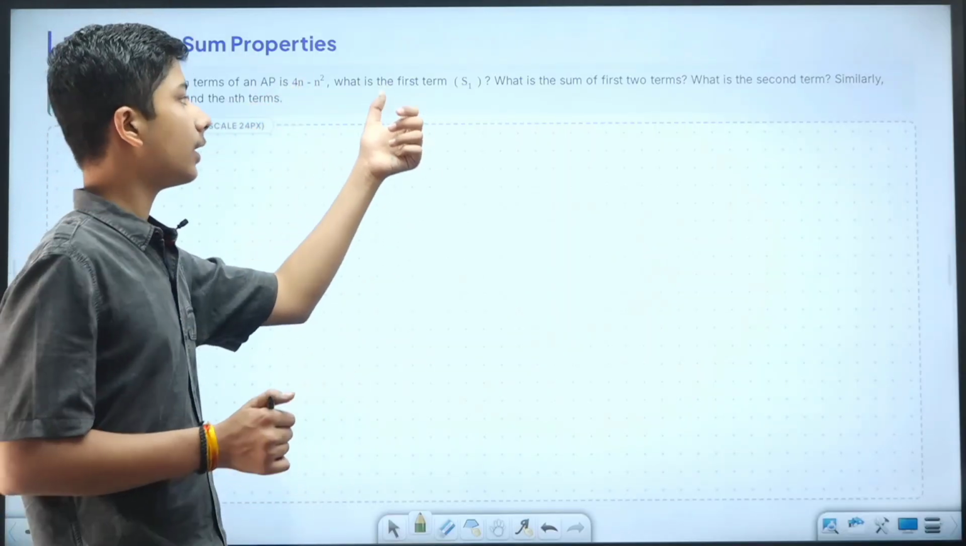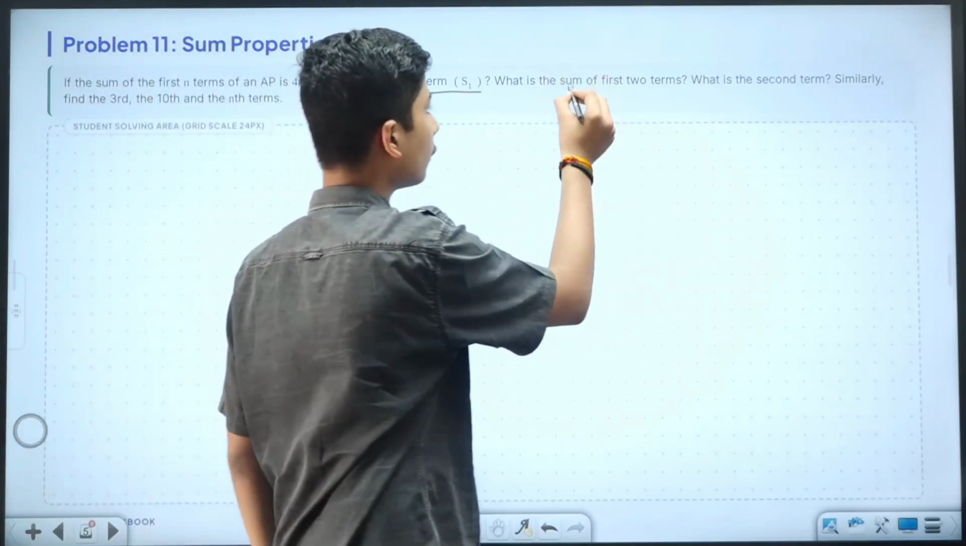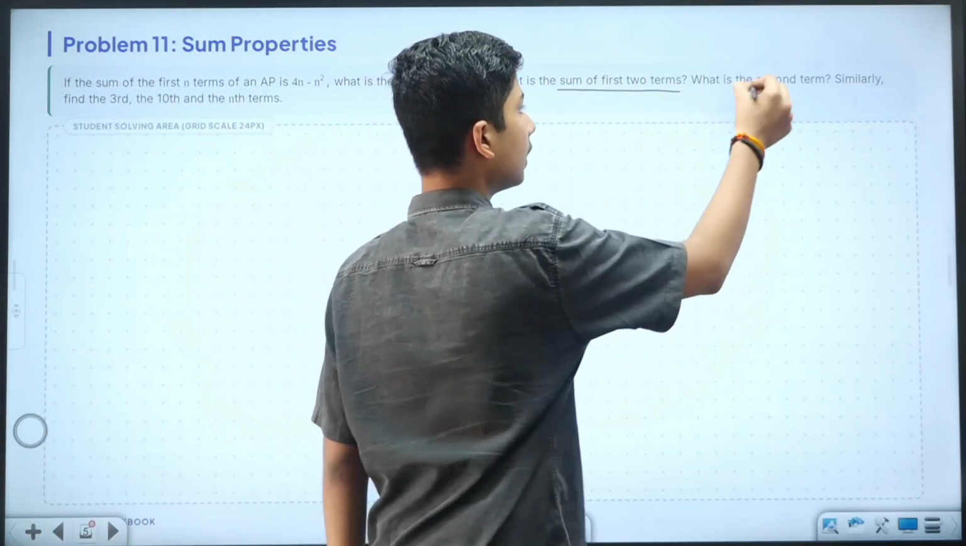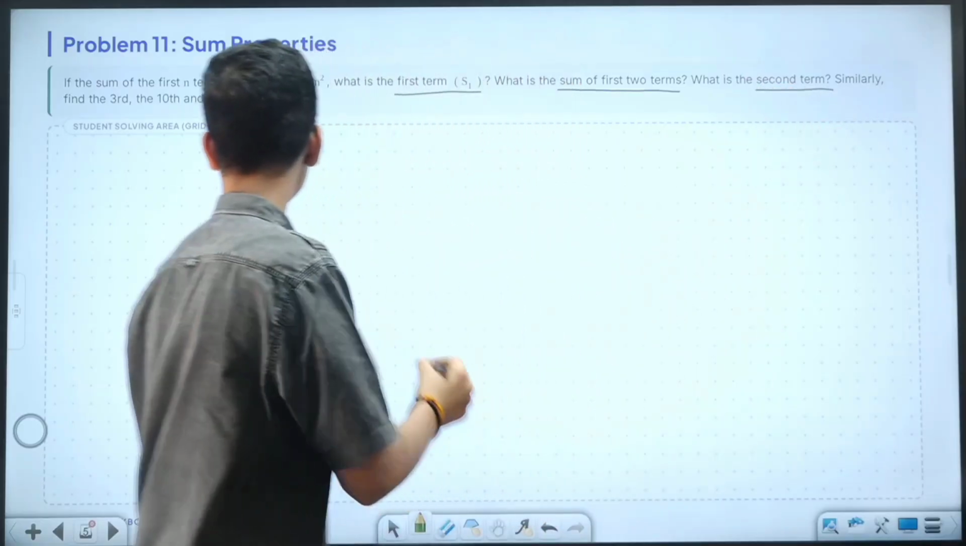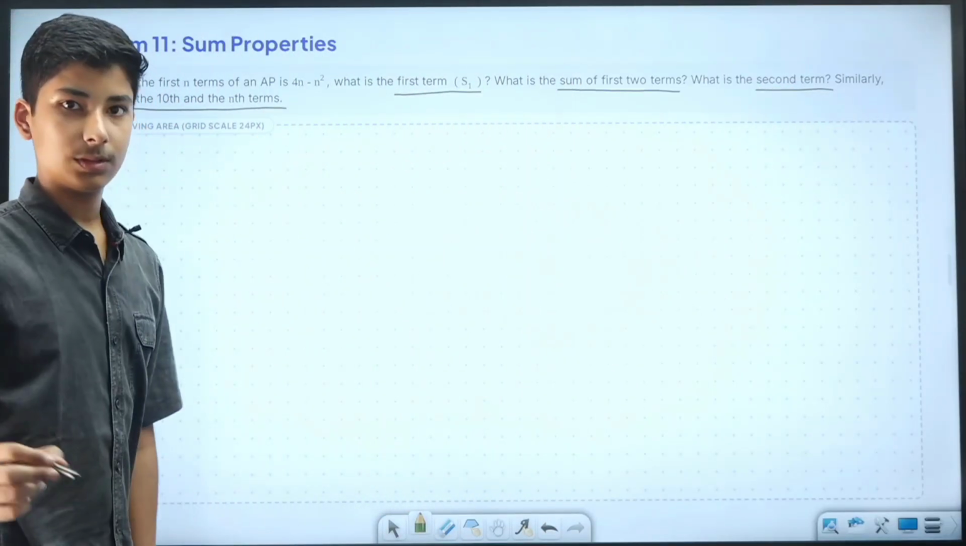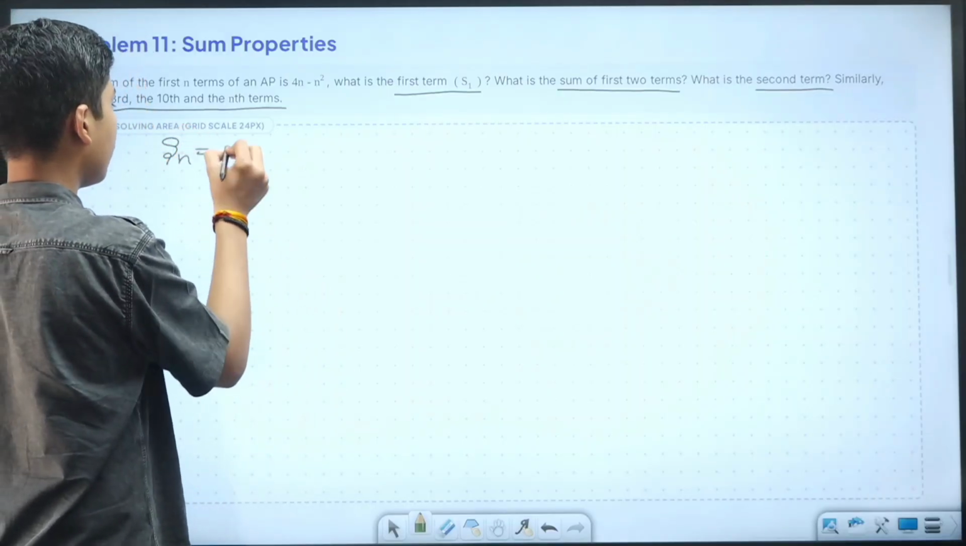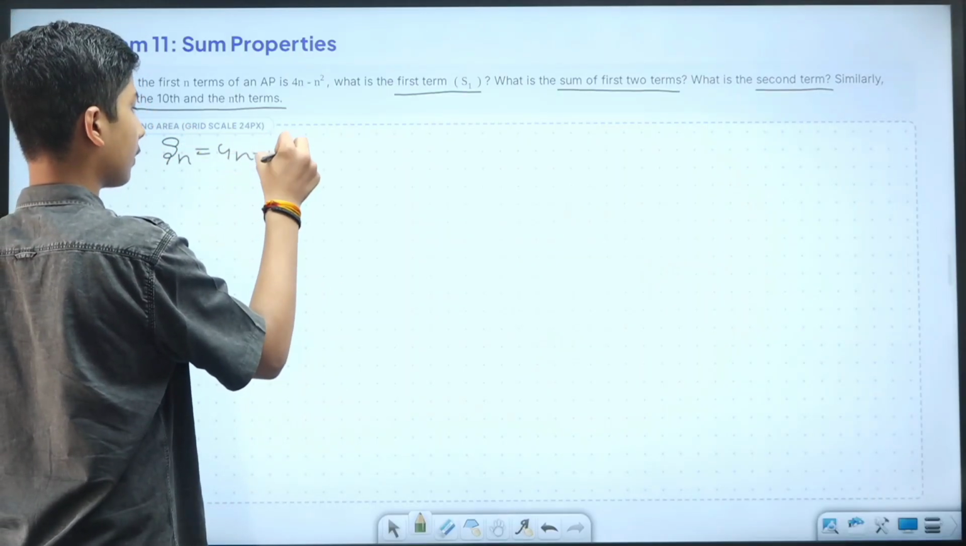Then we have to find out, firstly, the first term, then the sum of the first two terms, then the second term, and then the third, 10th and the nth terms. Let's find out. Sn is 4n minus n square.